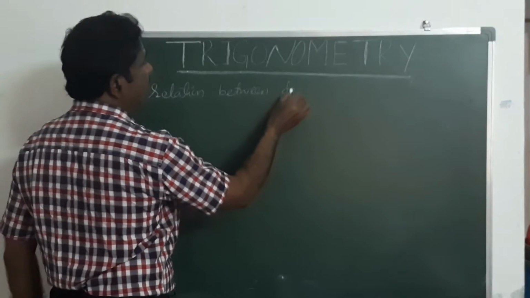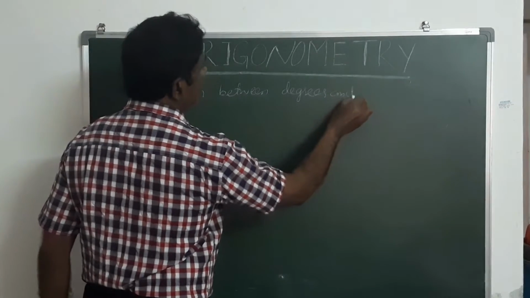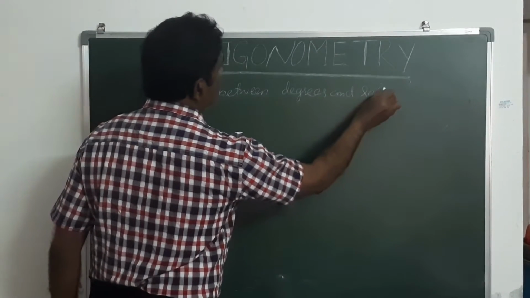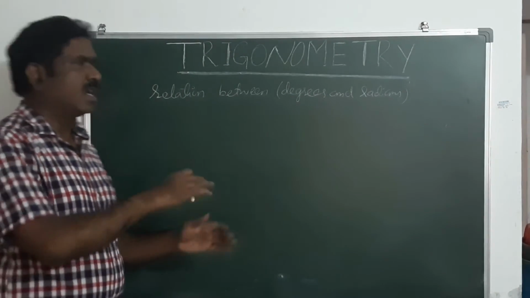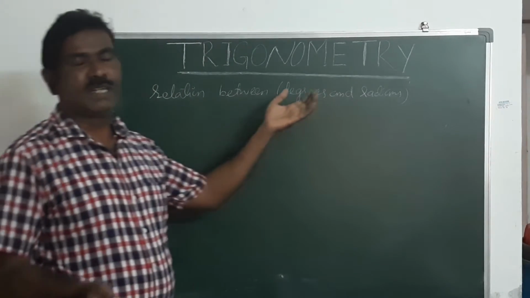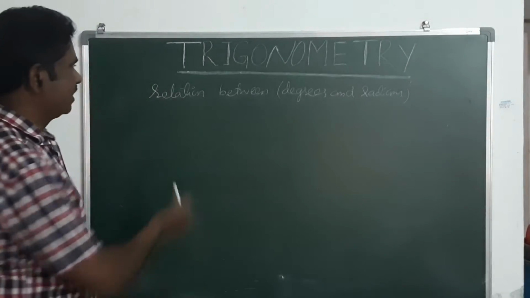Now, the relation between degrees and radians. In simple form, we have a relation between the measure of the sexagesimal system and the circular system. Okay, right.